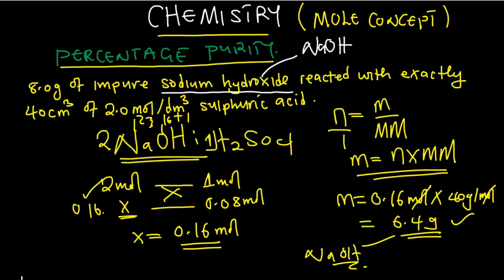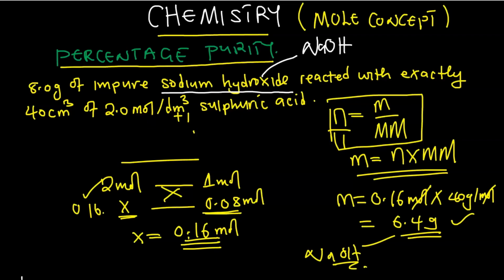In this one, we form the ratio of sodium hydroxide to sulfuric acid as they are the ones reacting. So 2 moles of sodium hydroxide react with 1 mole of sulfuric acid. What about the 0.08 that we've calculated? What would be the number of moles of sodium hydroxide that react? After finding this, we apply this formula to find the mass, and we found it to be 6.4. So now what is the next question that we expect?